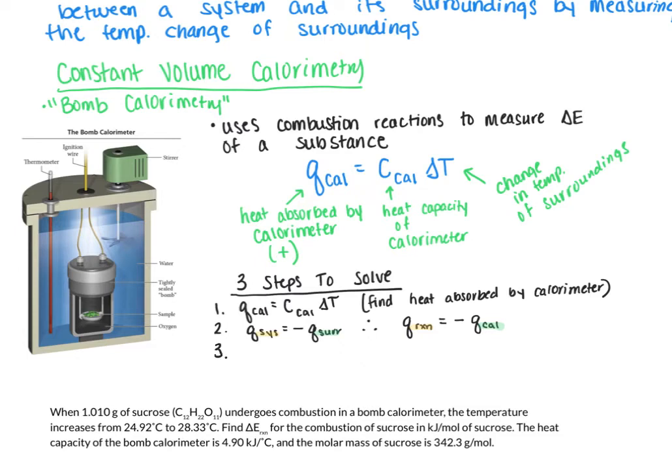And then for our third step, we can use that heat to figure out the ΔE of the reaction. So that's going to be the Q of the reaction, which we just found in step 2, over the moles of our substance. And what this does is it puts the units of ΔE into either joules per mole or kilojoules per mole.